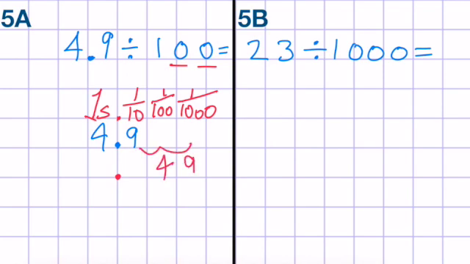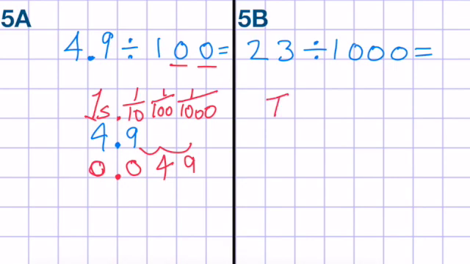Our 4 will follow, and now we need a 0 here to tell us there are 0 tenths, and a 0 here to tell us there are 0 ones. So that one is 0.049.